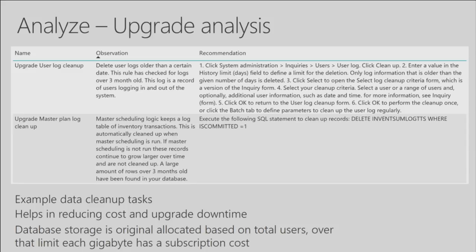It's important because, as Paul mentioned, when you buy Finance and Operations, based on the number of users, you get a certain size of database for free, or included in the service. But after you increase that size, your subscription cost increases with the size of your database. So coming with a clean, smaller database, you are not only saving downtime, you're actually saving cost for yourself or for your customer if you're a partner.